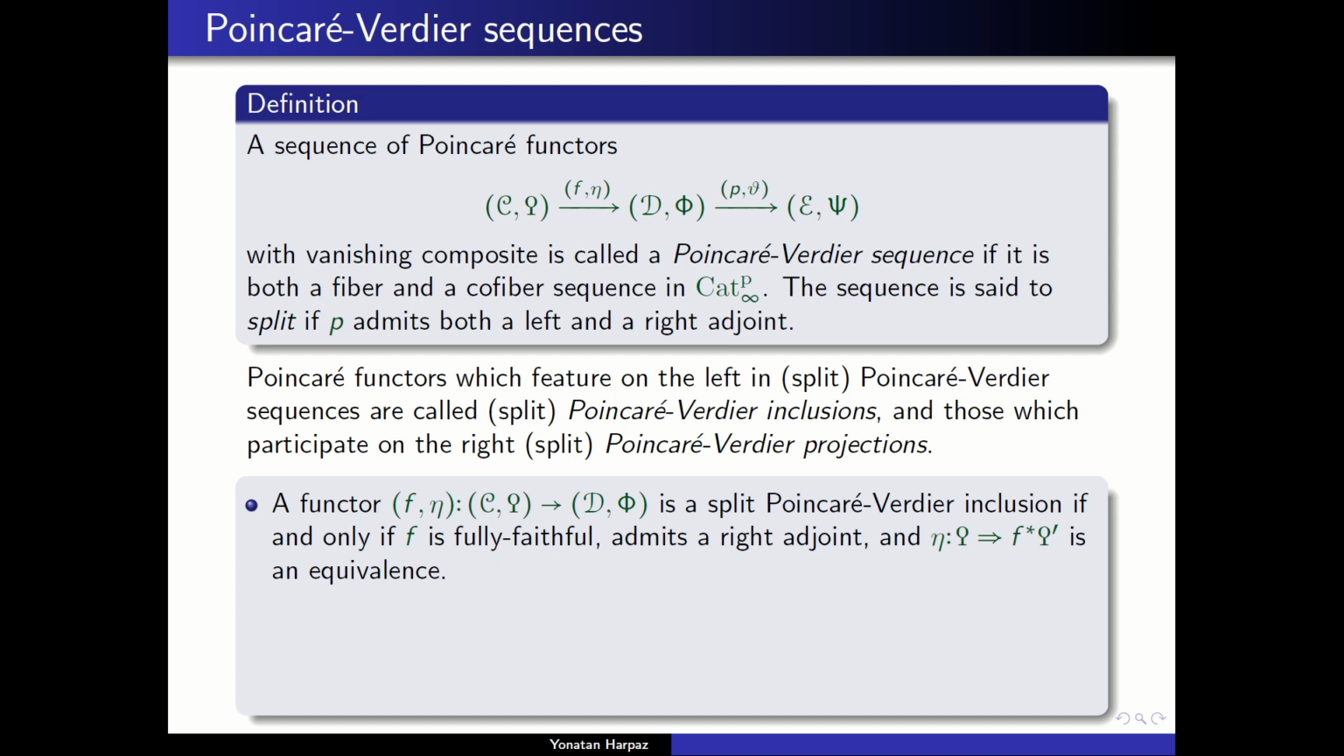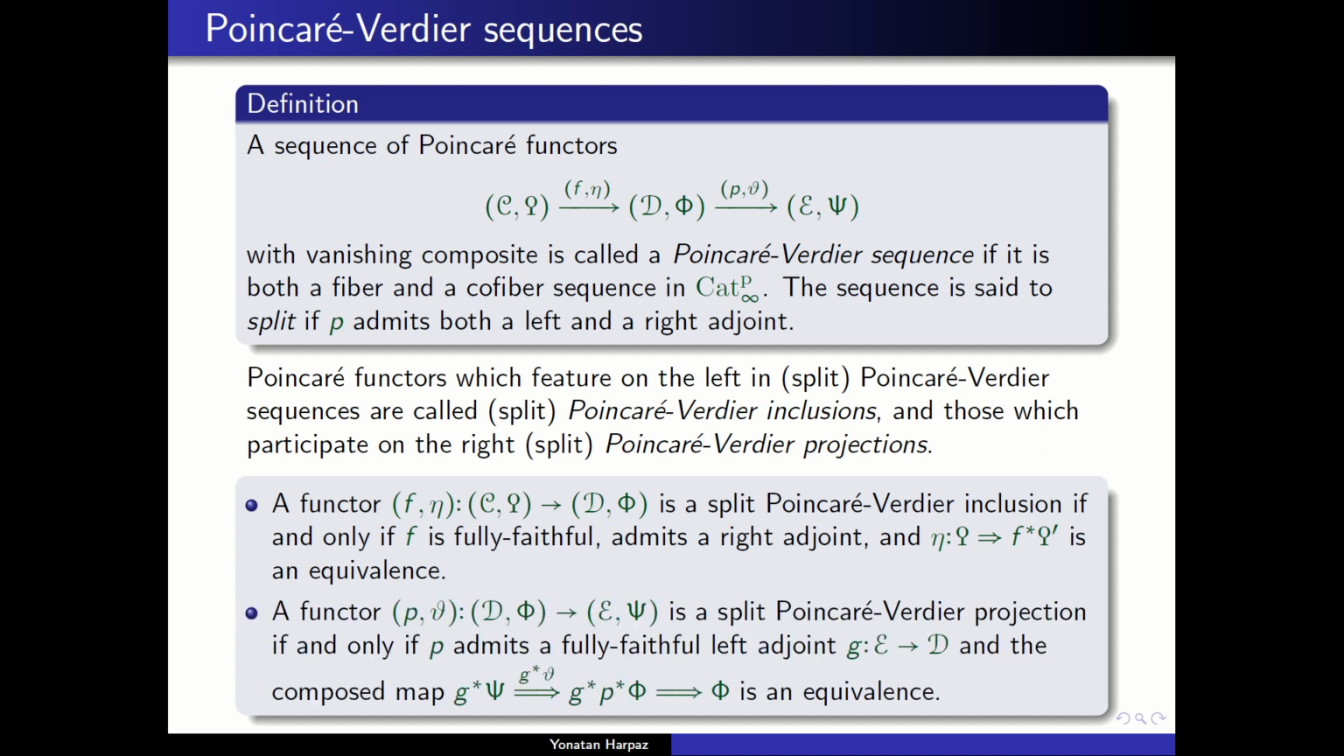These two properties of functors also admit an explicit characterization. A functor (f, η) from (C, κ) to (D, φ) is a split Poincaré-Verdier inclusion if and only if f is fully faithful, admits a right adjoint, and the natural transformation η is an equivalence. In a somewhat dual manner, a functor (p, θ) from (D, φ) to (E, ψ) is a split Poincaré-Verdier projection if and only if p admits a fully faithful left adjoint g, and the map that we obtain from the restriction of ψ along g to φ is an equivalence.